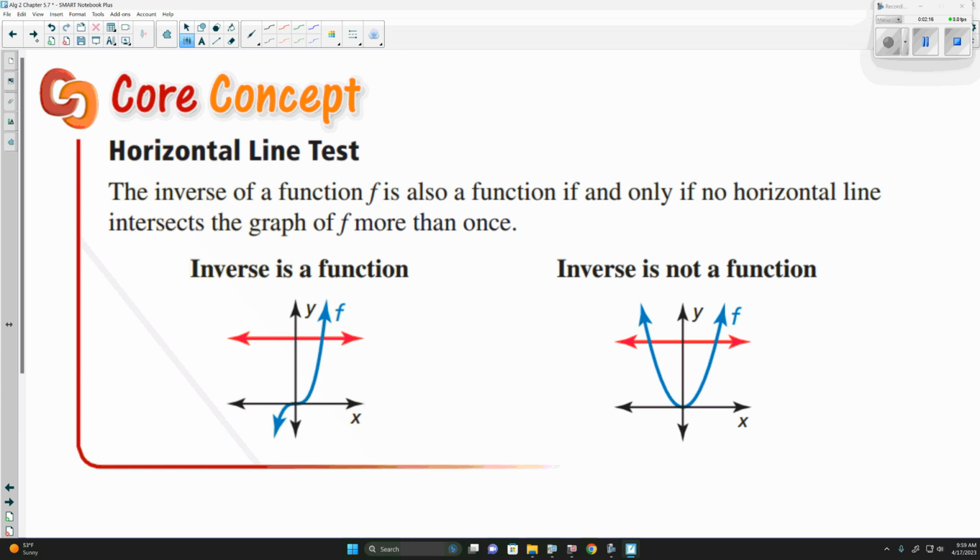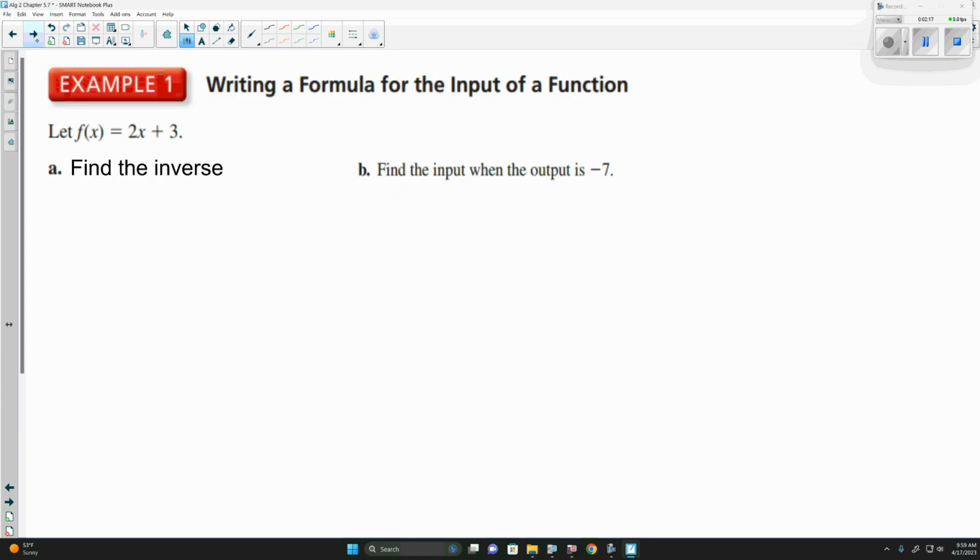They flip. So what we're going to do with the first few problems here is go through the steps of finding the inverse, and then find the input value when the output is -7. Because the input values of the inverse are the output values of the original function, because we're flipping the domain and range.